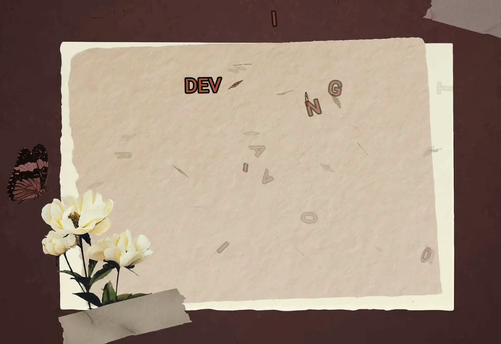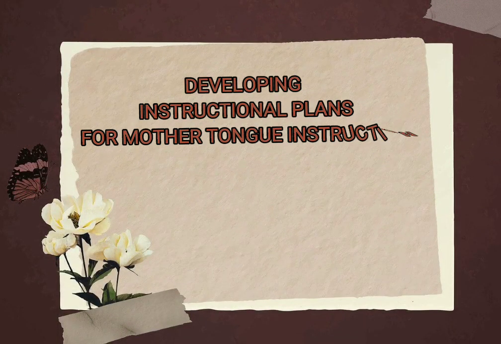Lesson 4. Developing instructional plans for mother tongue instruction. Apparently, the curriculum guide serves as the teacher's blueprint for planning and designing the curriculum. It should not be taught as is. It contains standards, which are broad guidelines for students' achievements. It will be your job to interpret these standards using unpacking strategies.